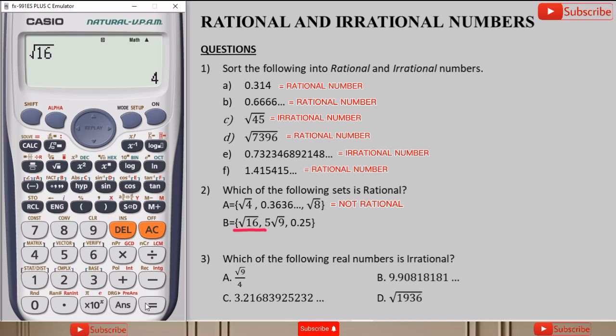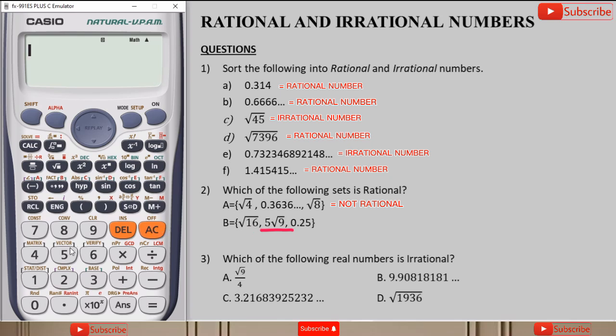So square root of 16 is the same as 4. And 4 is an integer. And we know that all integers are rational numbers. So I conclude that square root of 16 is a rational number. Now, let us move on to the second element. For the second element, we have 5 square root of 9.